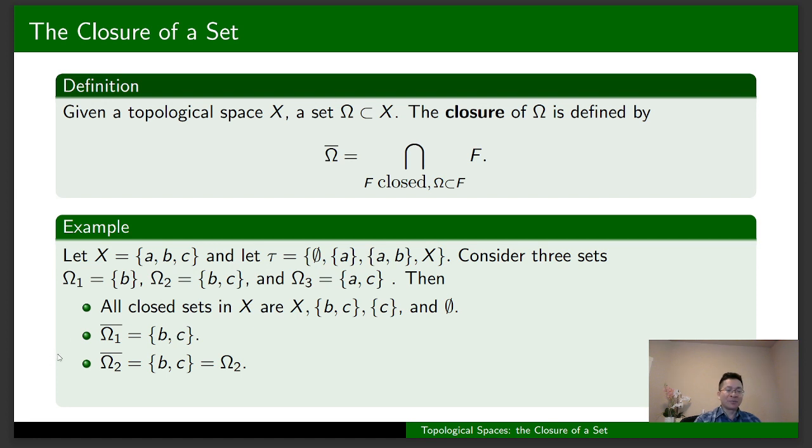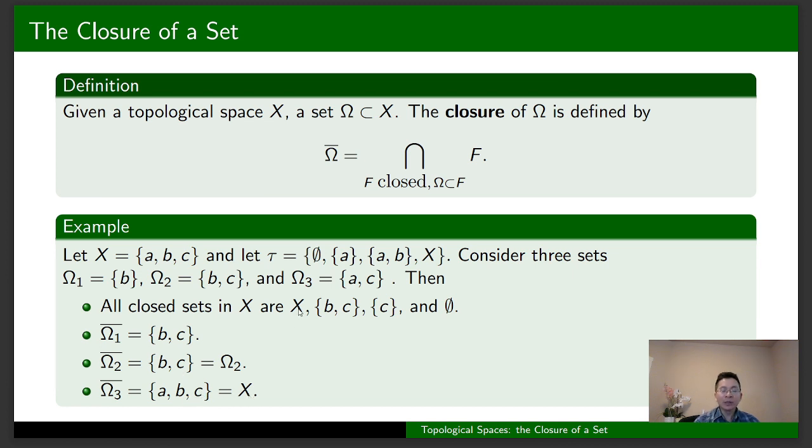Similarly, there are two closed sets that contain omega 2. They are X and this set. Their intersection is this set. And in this example, you see that the closure of omega 2 is itself, okay? And observe that omega 2 is a closed set in this topological space. Finally, the closure of omega 3 is here. The closure of omega 3 is X, because X is the only closed set that contains omega 3.